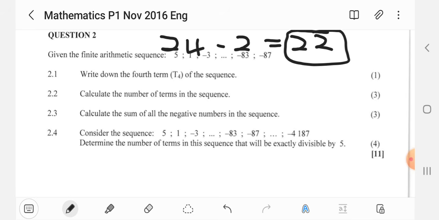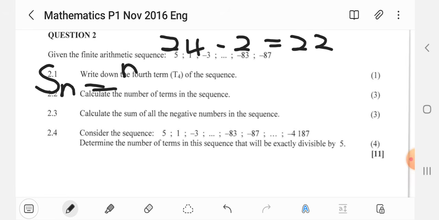The sum is like saying -3 plus -7 plus all the numbers in this sequence. It's like adding them. Okay, that is the sum. Because we don't have time to be adding all those numbers, we use S equals n over 2 into a plus Tn.